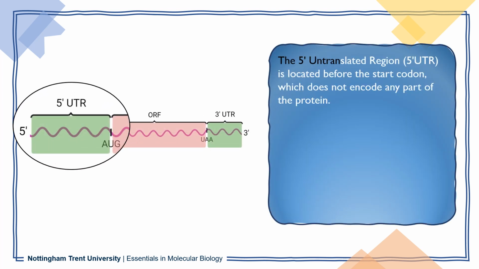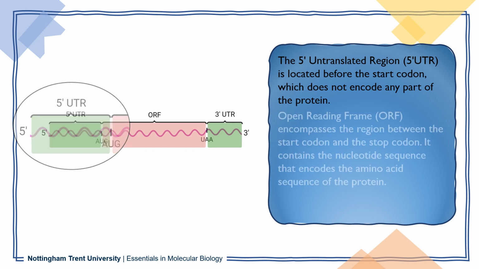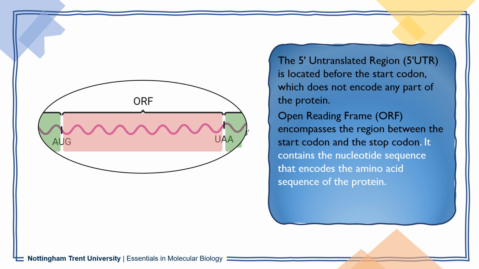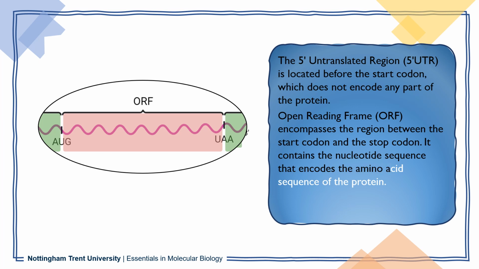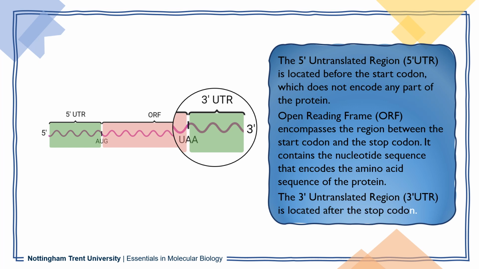The 5' untranslated region, 5' UTR, is located before the start codon, which does not encode any part of the protein. Open reading frame, ORF, encompasses the region between the start codon and the stop codon. It contains the nucleotide sequence that encodes the amino acid sequence of the protein. The 3' untranslated region, 3' UTR, is located after the stop codon.